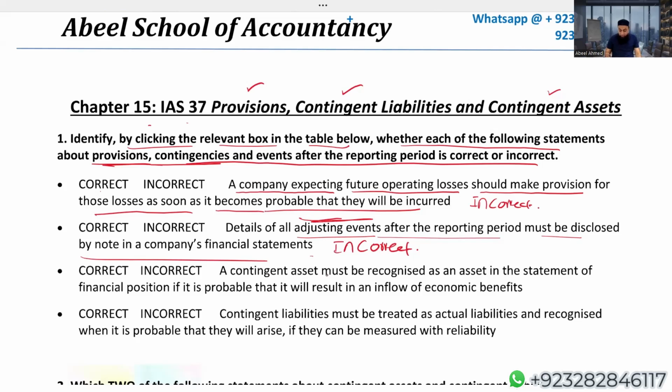Correct, incorrect. A contingent asset must be recognized as an asset in the statement of financial position if it is probable that it will result in inflow. If it is probable, then you should be disclosing it. You are not supposed to recognize that as an asset. Incorrect.